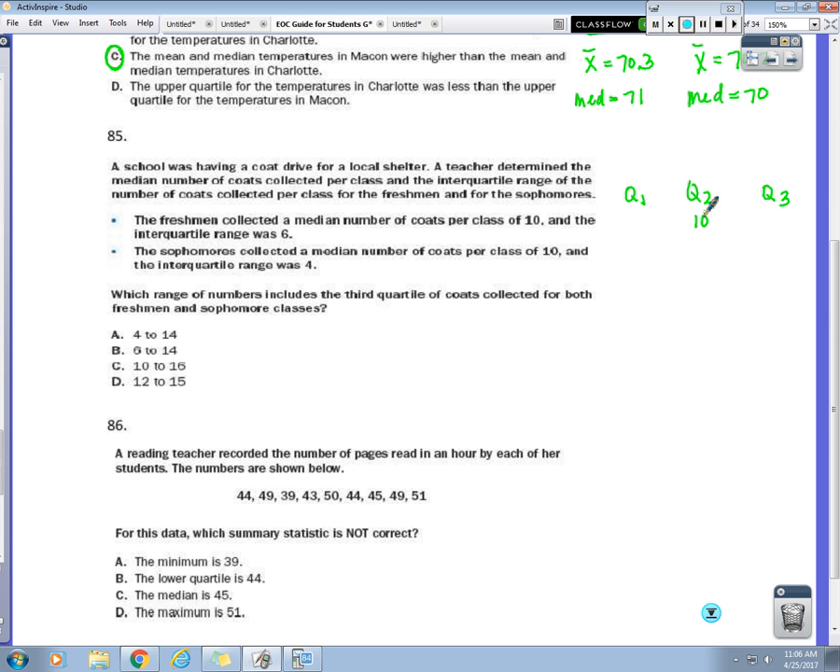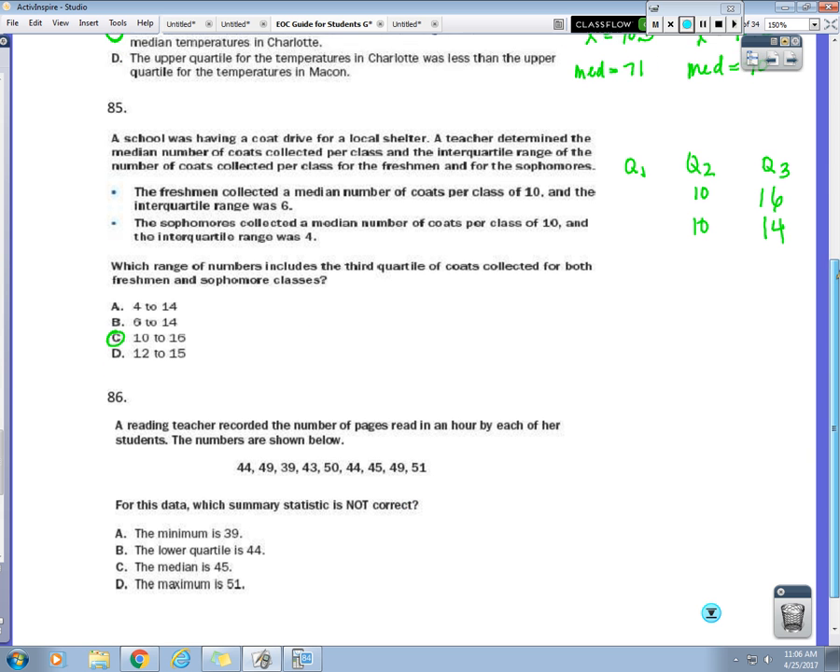So if Q2 is also 10 and the interquartile range is 6, what could Q3 go up to at the highest? 16. Okay, so now let's do that same reasoning for sophomores. If they collected a median number, so Q2 of 10 as well, but their interquartile range was 4, what's the highest their Q3 could be? And so to fit all of those in there, it'd have to go from what to what? Which is C. That's how you do that one.